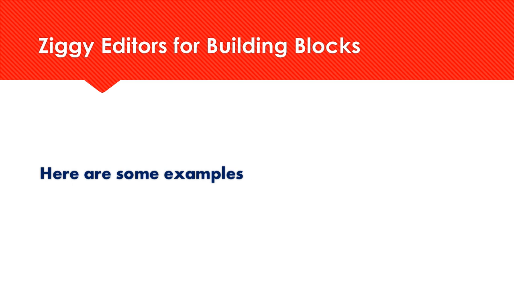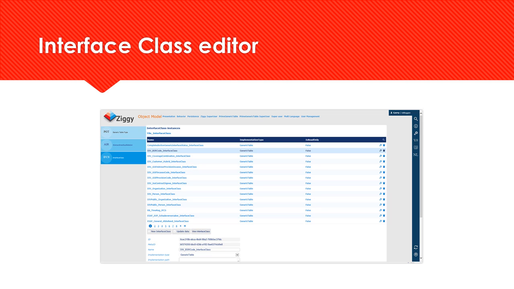Let's have a look at a couple of screenshots from these editors. Here you see a screenshot of the interface class editor. We have chosen the menu option object model. After that, the interface class button, and then all the interface classes that were stored in the repository were shown. As you can see, we have selected the div.bsr code interface class, which is shown in the detail pane of the master detail.